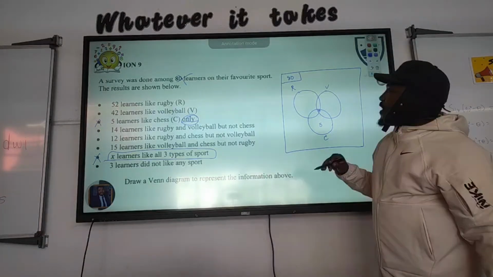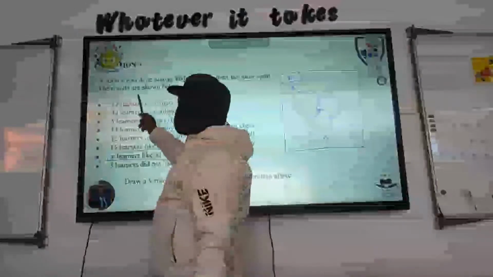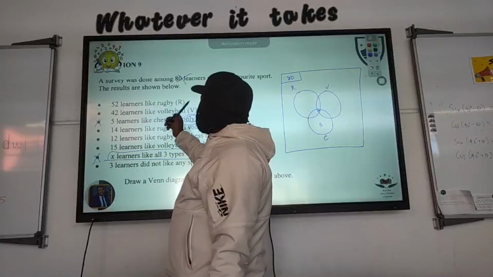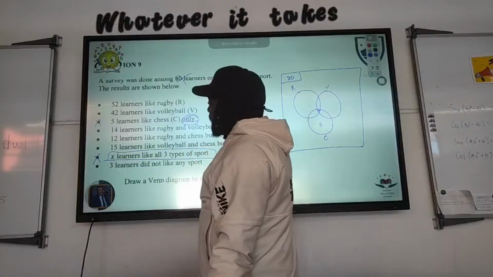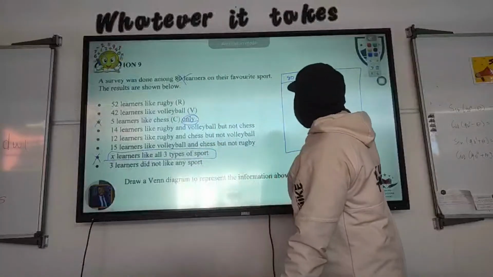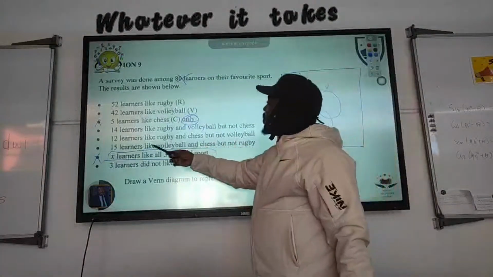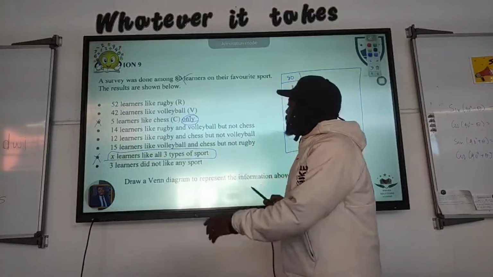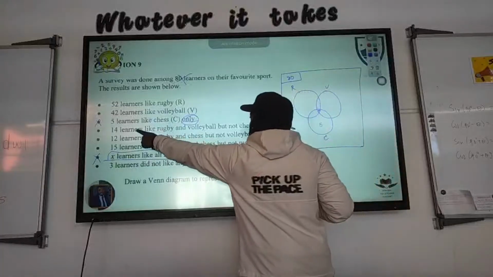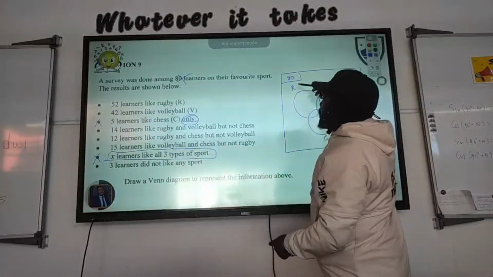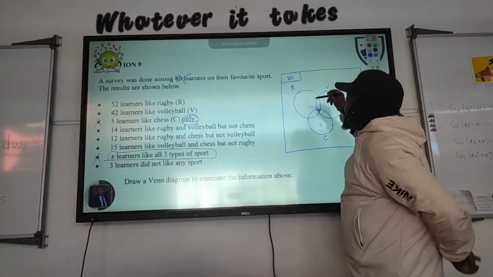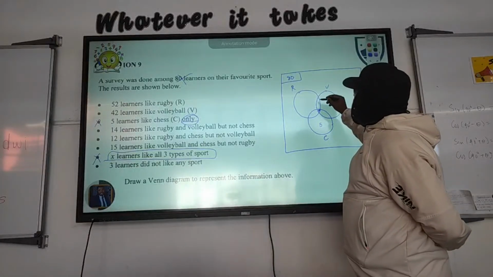And then let me start from this one. I have 52 learners that like rugby, I have 42 that like volleyball, I have 5 that love chess. This one I've already placed during the illustration. I'm trying now to get the intersections. We have 14 learners that like rugby and volleyball but not chess. So it means that we have 14 learners that like rugby and also like volleyball but not chess. So we can simply put 14 here.